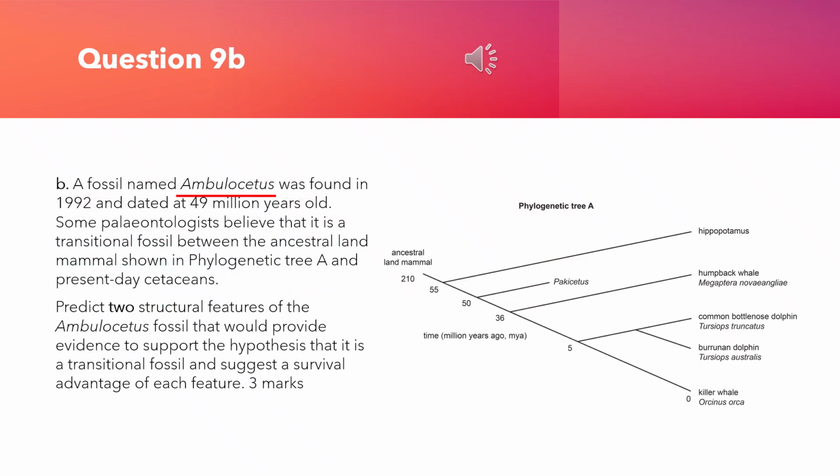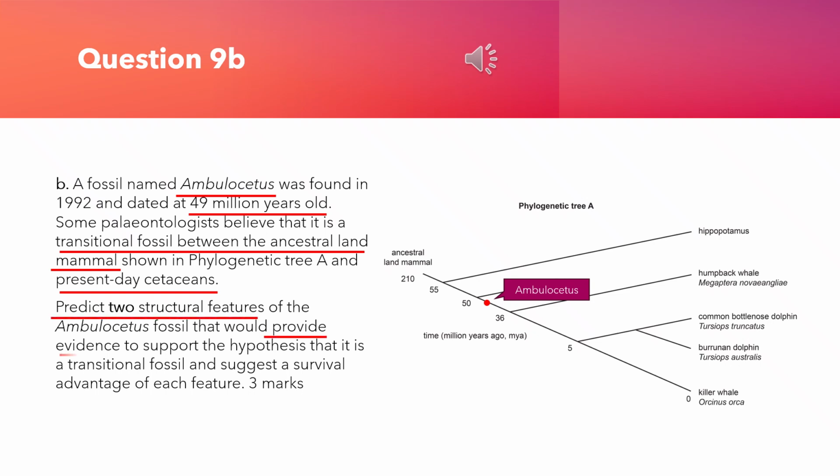A fossil named Ambulocetus was found in 1992 and dated at 49 million years old. Some paleontologists believe that it is a transitional fossil between the ancestral land mammal shown in phylogenetic tree A and present-day cetaceans. Predict 2 structural features of the Ambulocetus fossil that would provide evidence to support the hypothesis that it is a transitional fossil and suggest a survival advantage of each feature.